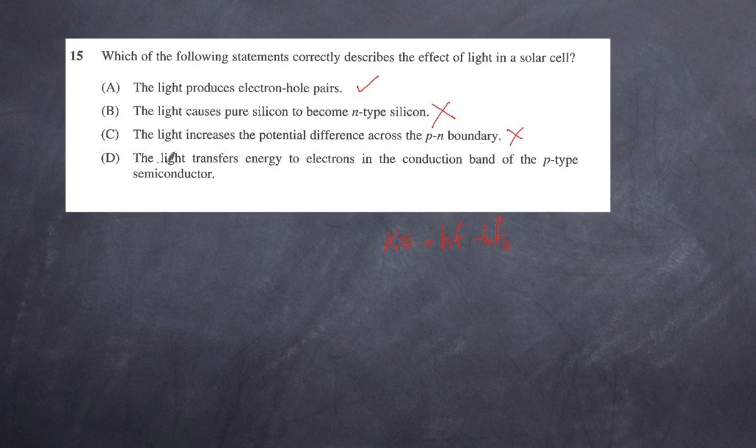And the last one, which seems right, but I'll describe to you why it's wrong. The light transfers energy to electrons in the conduction band of the p-type semiconductor. Well, in fact, if it's a p-type semiconductor, there are no electrons in the conduction band. So there's no transfer of energy to the electrons in the conduction band. They have to get into the conduction band in the first place. So the only possible answer is A.